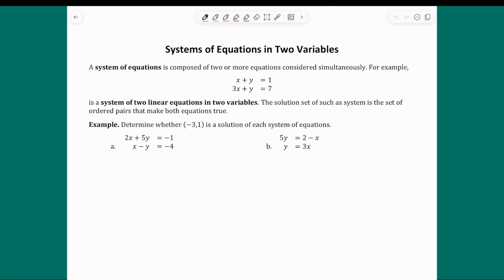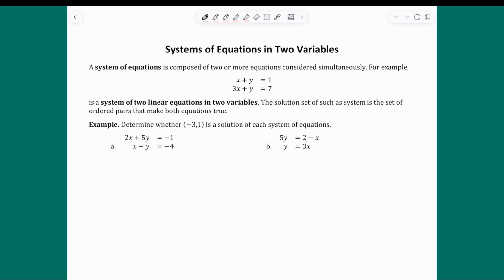Okay, so in this video we're going to solve systems of equations in two variables. A system of equations is composed of two or more equations considered simultaneously. For example, x plus y equals 1 and the equation 3x plus y equals 7 is a system of two linear equations in two variables. The solution set of such a system is the set of ordered pairs that make both equations true.